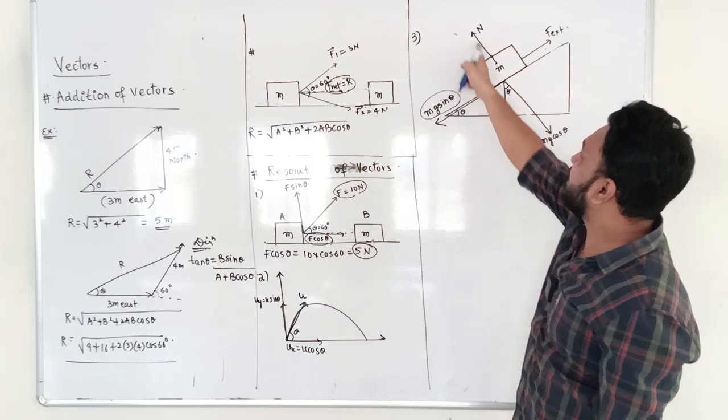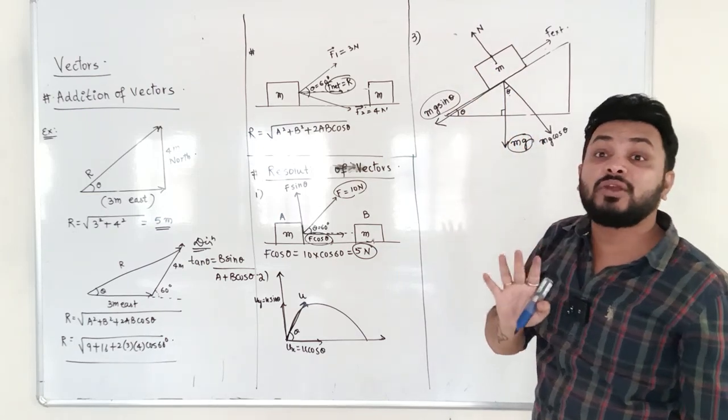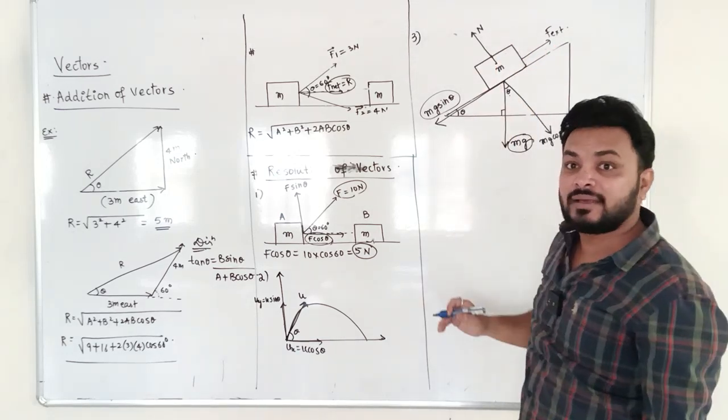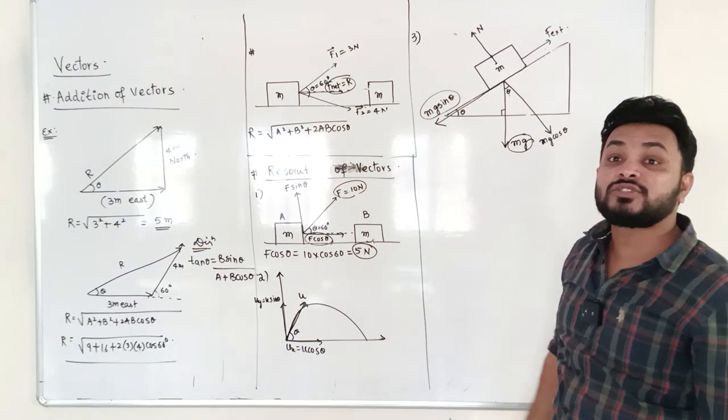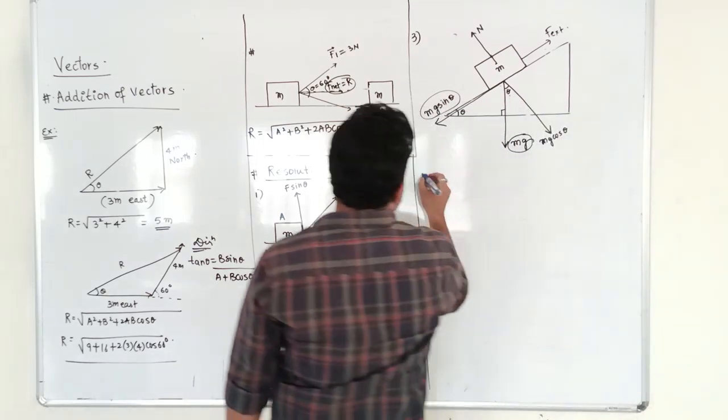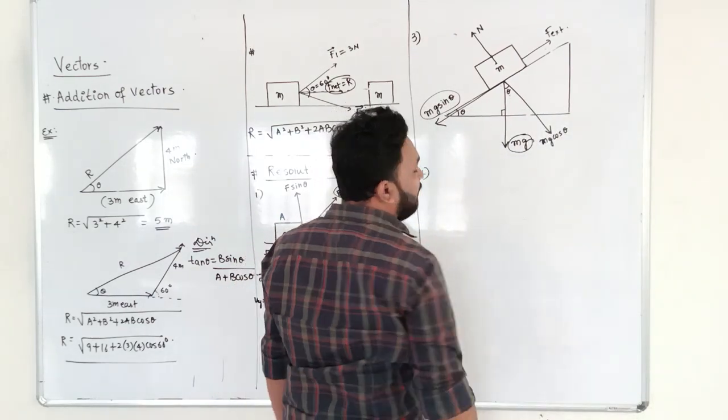Correct? Normal reaction always acts perpendicular to the surface. This is the surface, no? So perpendicular to the surface, right? mg always acts toward the center of the earth. Understood? So now let's take another example, the best example, the simple pendulum example.